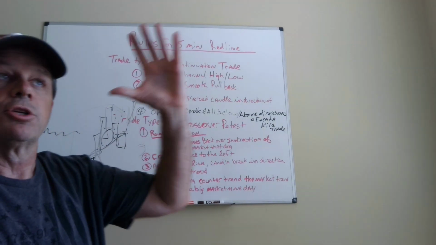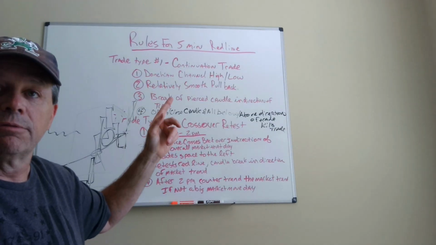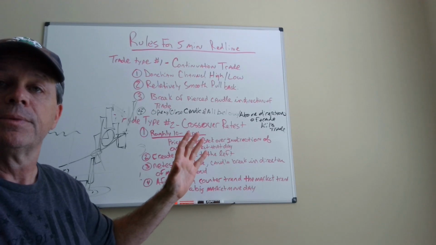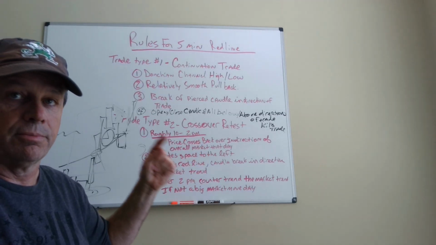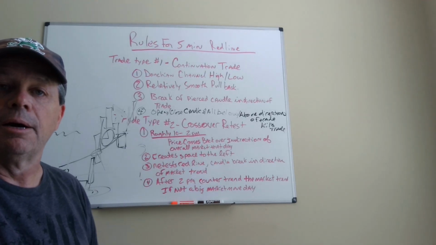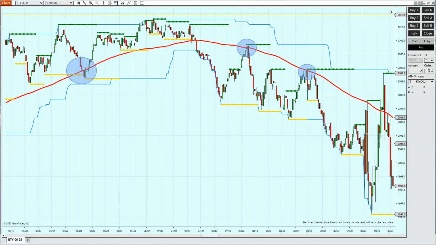Now what I'm going to do is show some examples, and we're going to focus on, for example, what a relatively smooth pullback means for continuation, and then we're going to talk about the crossover retest trades also. Okay, so give me a second here. Okay, so first we're going to talk about the continuation trade.